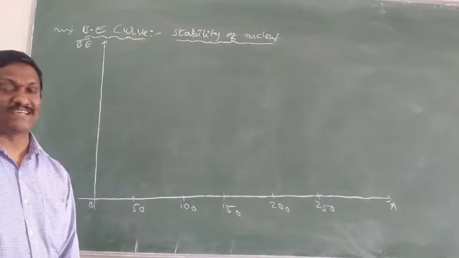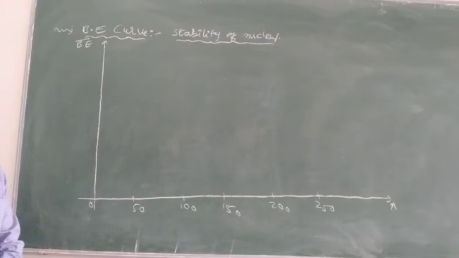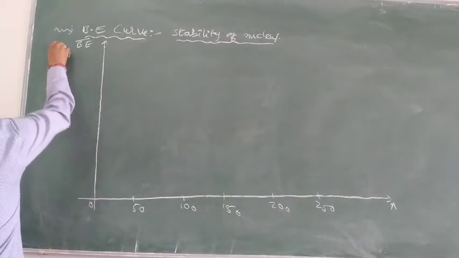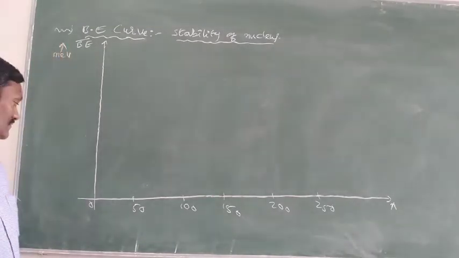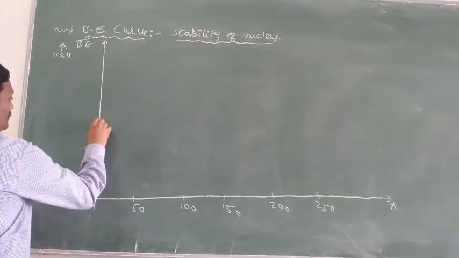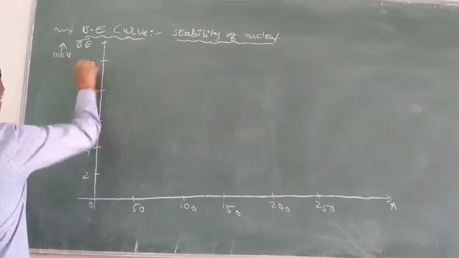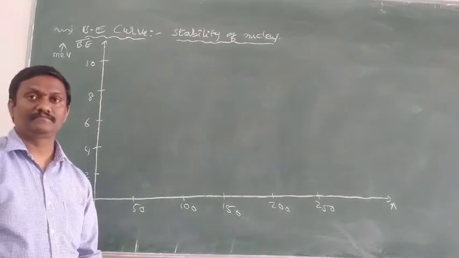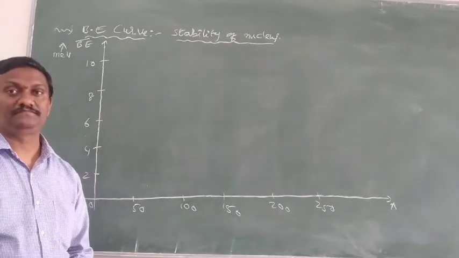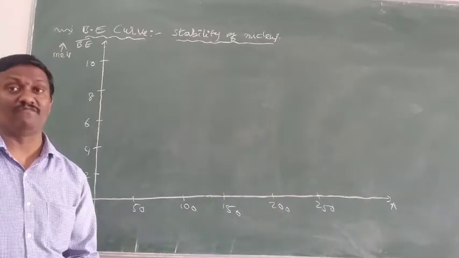So on the x-axis we are taking mass numbers. Next, on the y-axis we are taking average binding energy. Generally, average binding energy is expressed in terms of million electron volts, MeV. It is 2 MeV, 4 MeV, 6 MeV, 8 MeV, and 10 MeV. So that is about the scale on the x-axis and y-axis.